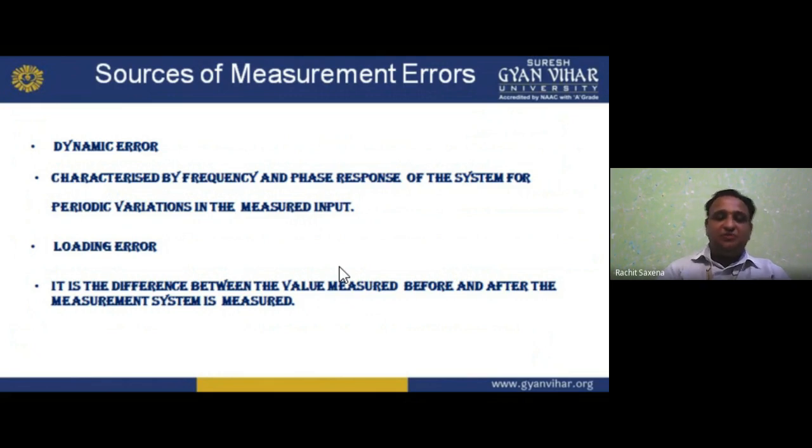Now the loading error. It is the difference between the value measured before and after the measurement system is applied. When we do the before and after measurement, the difference between the two is basically the loading error. So dynamic error is characterized by frequency and phase response, and loading error is the difference between the value measured before and after the measurement system is applied. I hope you understand.